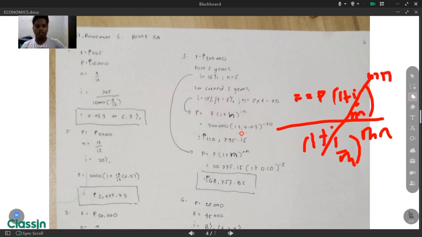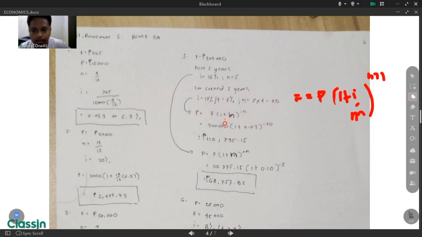Okay, and that's all. Hence for the first 5 years, we have P as our 200,000 times 1 plus 0.03. From the first we solve the second 5 years, so it will serve as our future amount for the first 5 years.